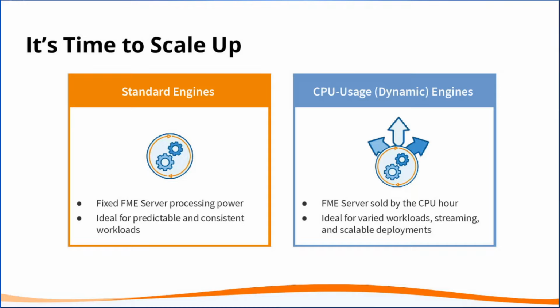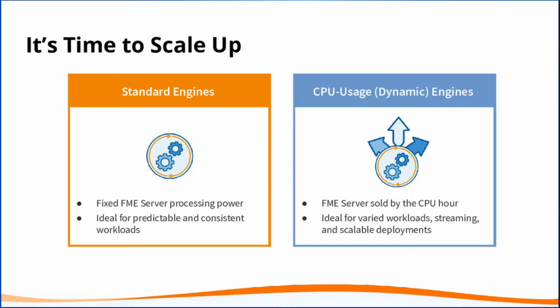So these engines are identical from a technical standpoint, but the difference lies in their pricing model. And so this is a really important consideration when you are considering scaling your deployment to ensure that you're only paying for what is actually needed. So standard engines follow the traditional pricing model, whereby you purchase a fixed engine that is permanently available to process jobs. So if you are exceeding capacity at a regularly occurring interval, then this is likely the route to take as your overall FME server demand has increased.